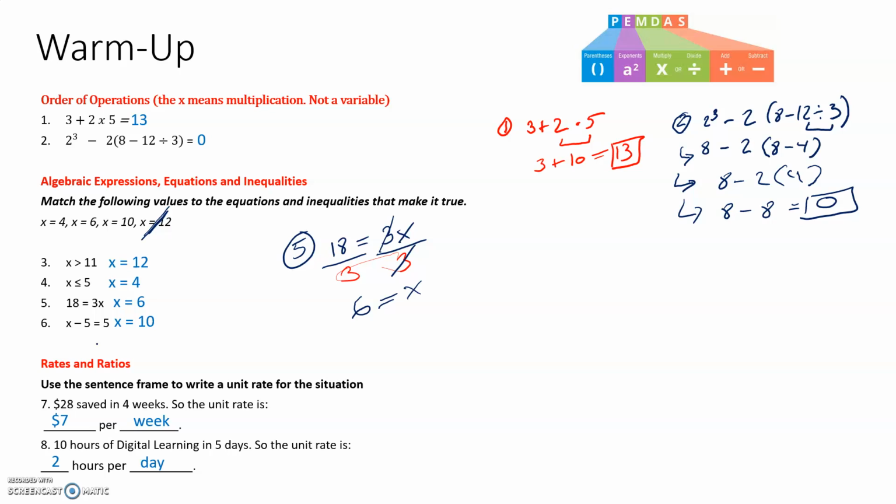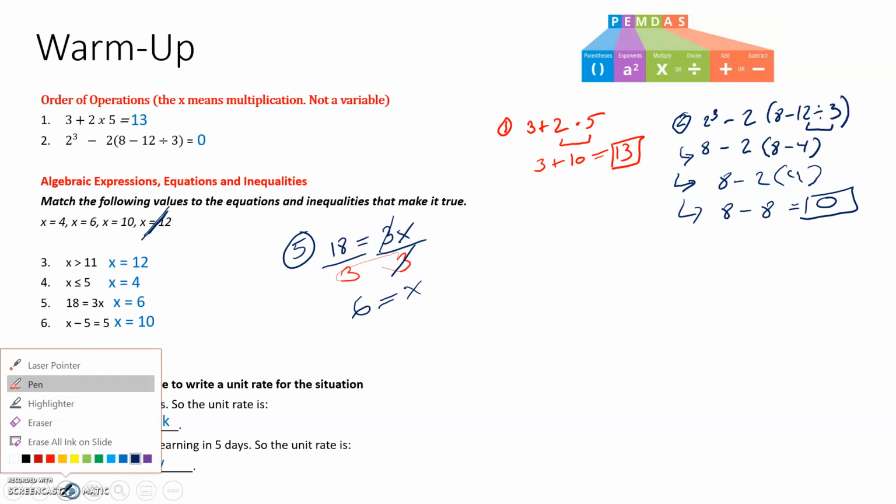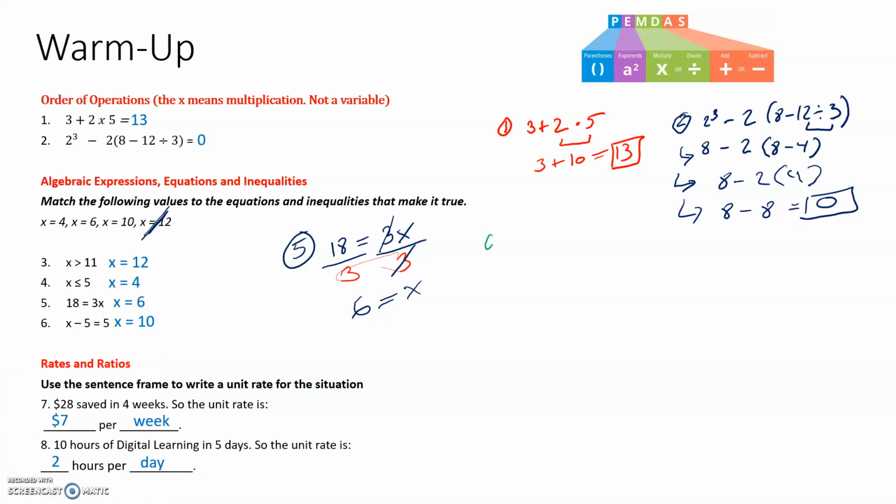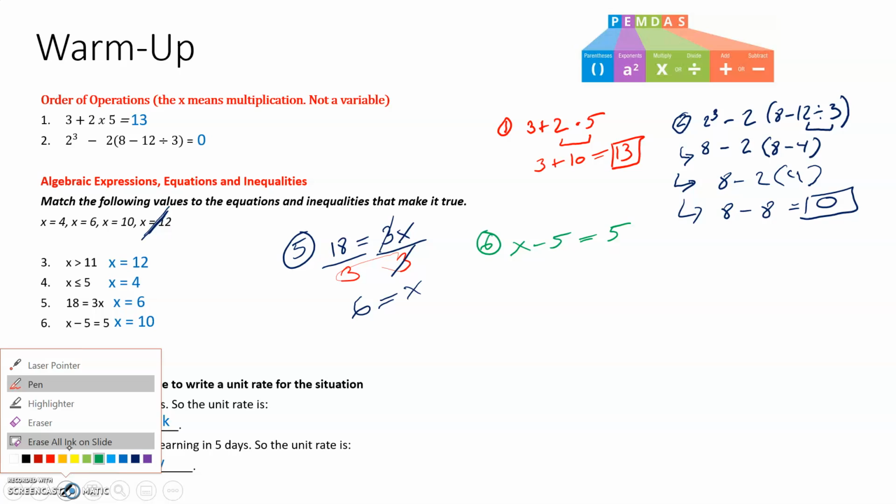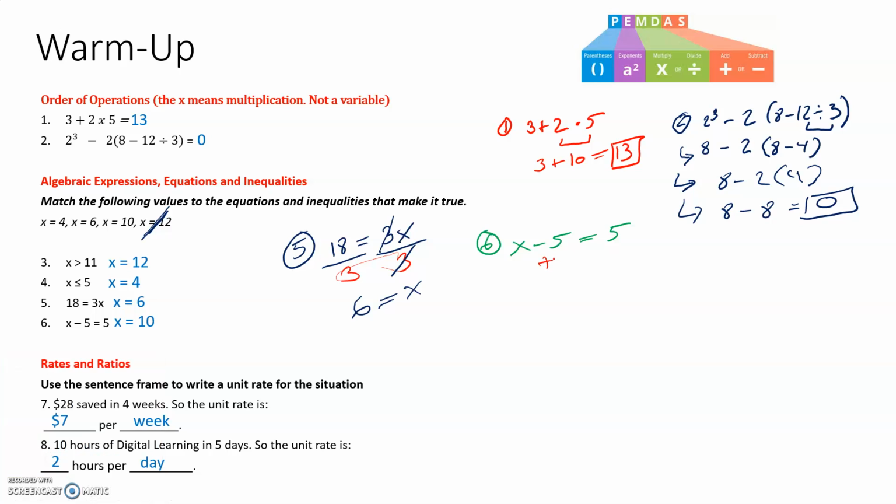My only remaining one is x minus 5, and 10 is the only remaining choice, but I can do the inverse operation to see what I get. So x minus 5 equals 5. Do the inverse operation: plus 5 on both sides, and they cancel each other out. So I'm left with x equals 10.